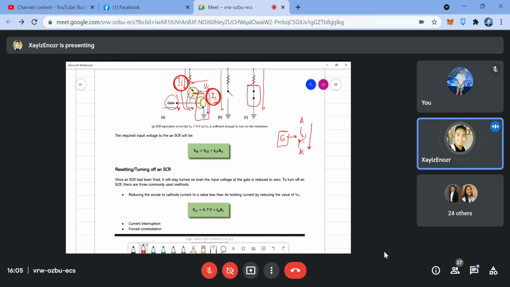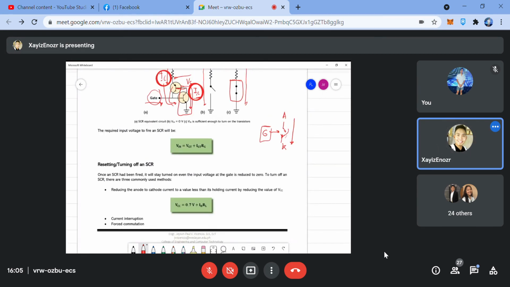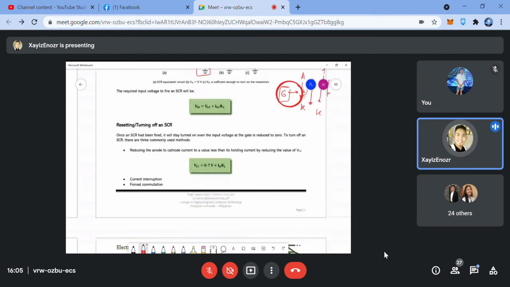Okay, so let's see. So, pag na-on yung SCR, kahit tanggalin mo yung voltage sa gate, mananatili pa rin siyang naka-on. Tingnan nyo dito. Ito. Di ba nga, na-switch on ko na siya. Ibig sabihin, shorted na yung from anode to cathode. Pag tinanggal ko yung gate, shorted pa rin siya. Ibig sabihin, nagko-conduct pa rin siya. So kung gano'n yung mangyayari, paano mo i-reset o i-turn off si SCR?